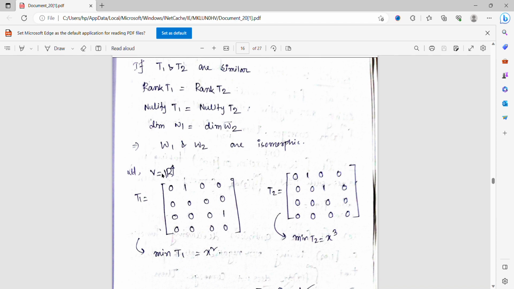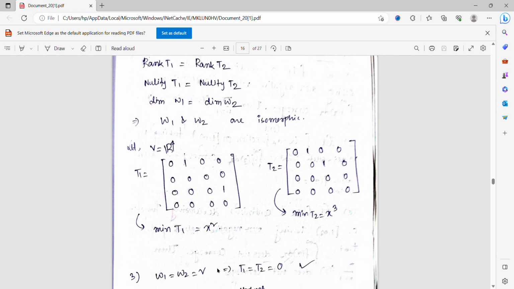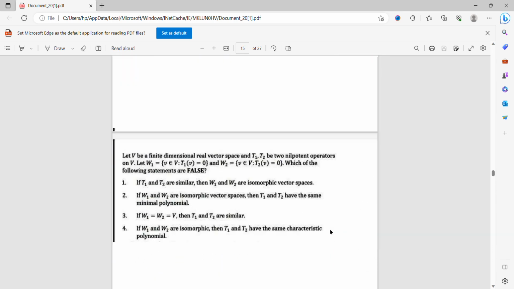Okay, so the dimension of V is definitely 4, and T1 is the matrix in this way. T2 is also a matrix in this way. So this is an upper triangular matrix, and all the eigenvalues are 0, so both are nilpotent operators. So it satisfies our given condition. Now the minimal polynomial of T1 is basically x squared, you can easily observe, and the minimal polynomial for T2 is x cubed.